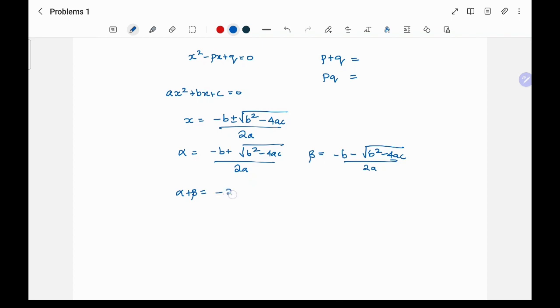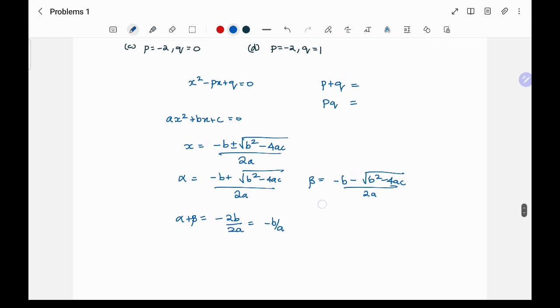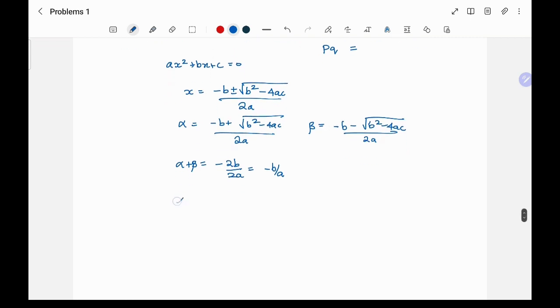Then we'll have minus 2b by 2a, which is nothing but minus b by a, right? So what is minus b by a here? b is nothing but minus p and a is 1. So minus of minus p by 1, which is nothing but p.